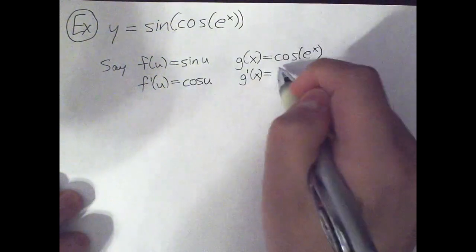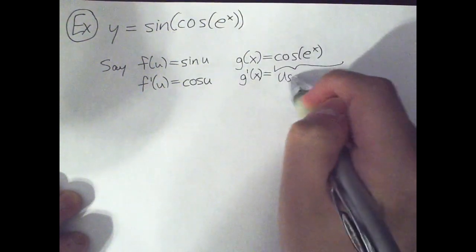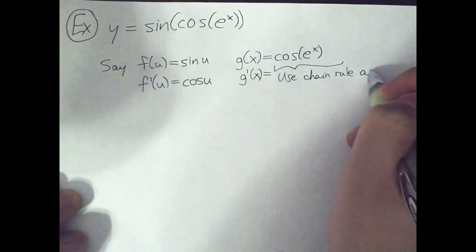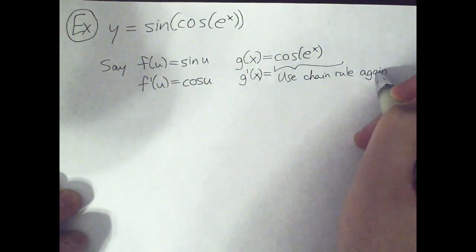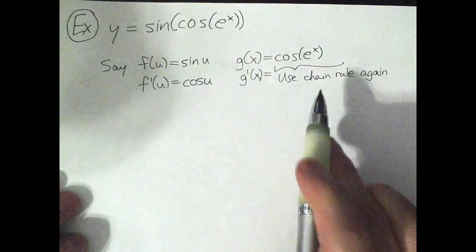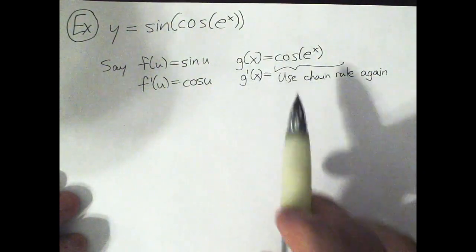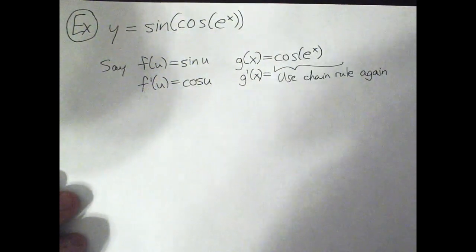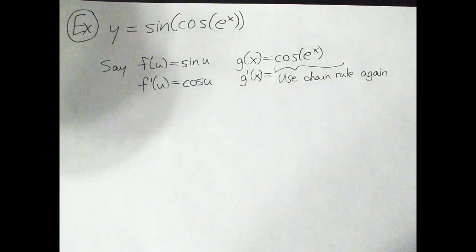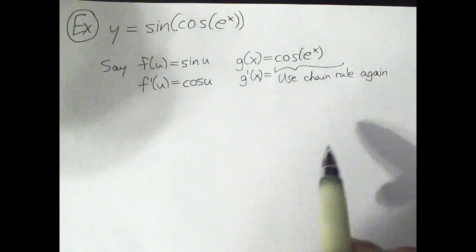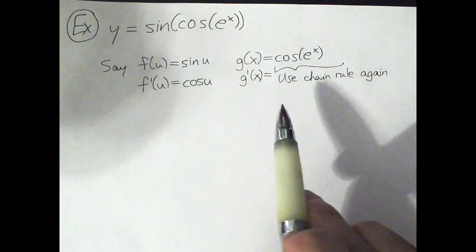That's a function inside a function, so we need to use the chain rule again. That's what I wanted to show you with this problem. It's the chain rule inside the chain rule. So in order to find g prime, we need to think like cosine is on the outside, e to the x on the inside. So what do we want to do here? Do we want to set up the 4 pieces again and use the formula? I think we do.